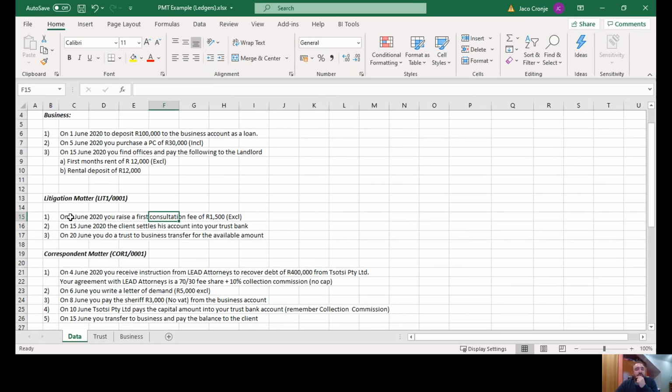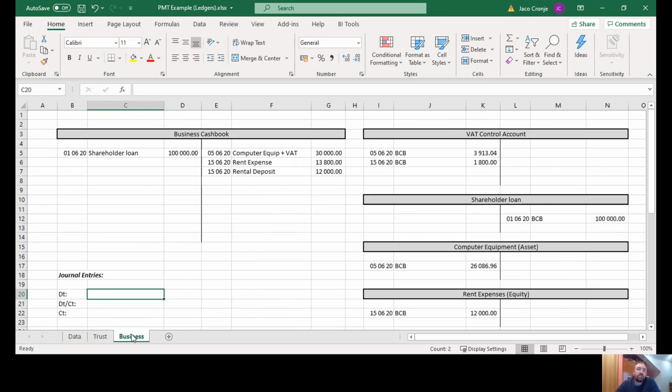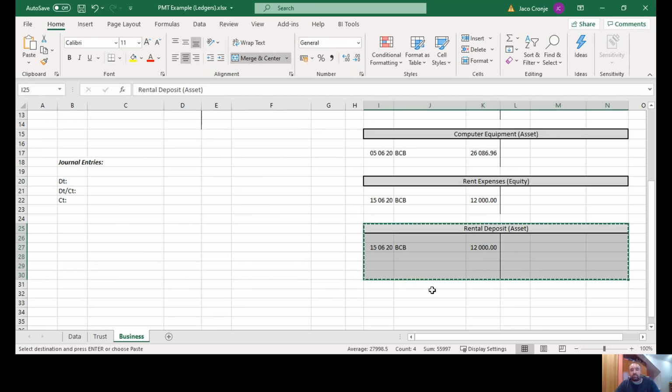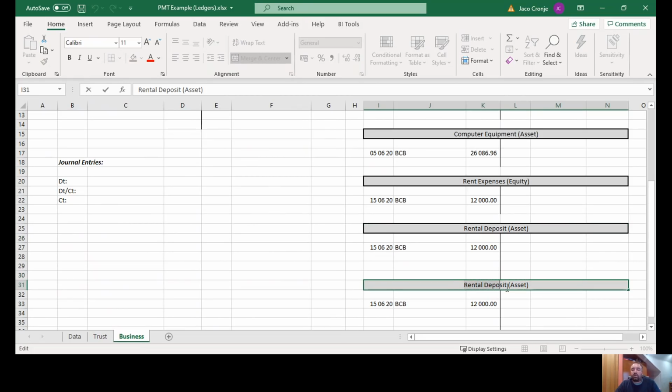So let's ask ourselves the question, will I in future receive value because of this transaction? And the answer is yes. That client will pay that money into my bank. So that means that I've generated an asset. So what will I call that asset? And the answer is client LIT 11 business.